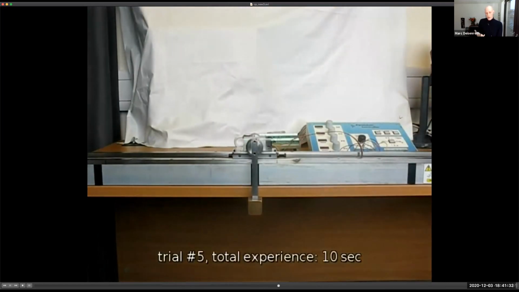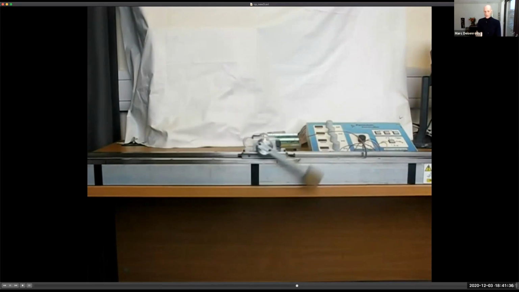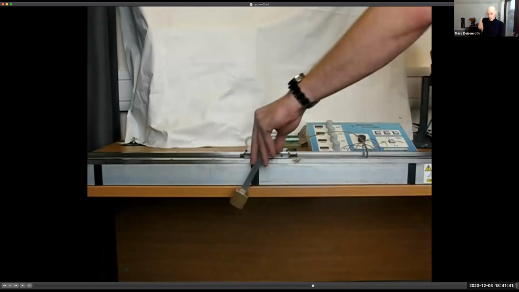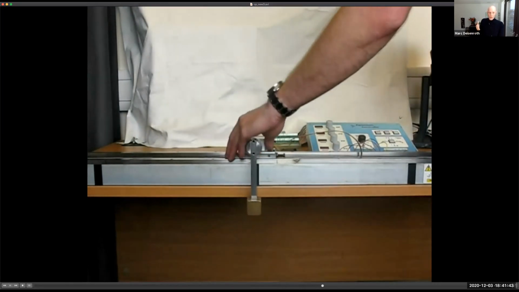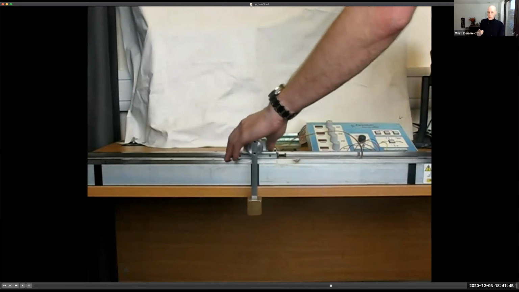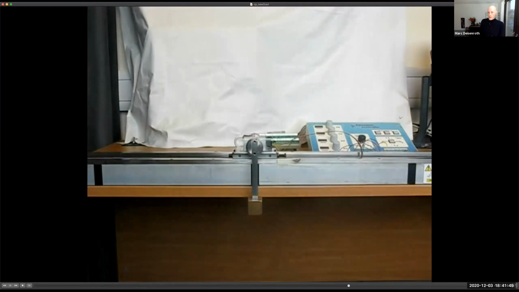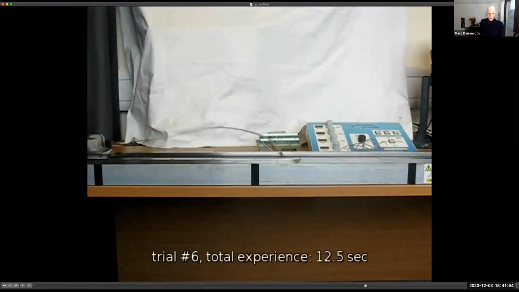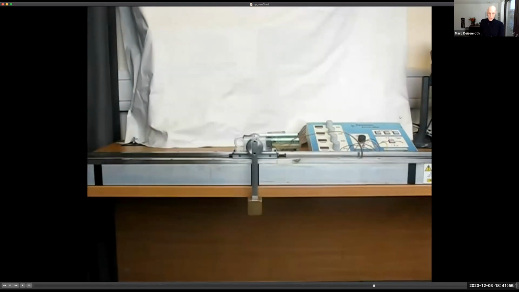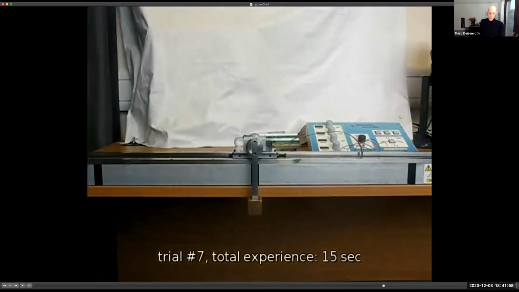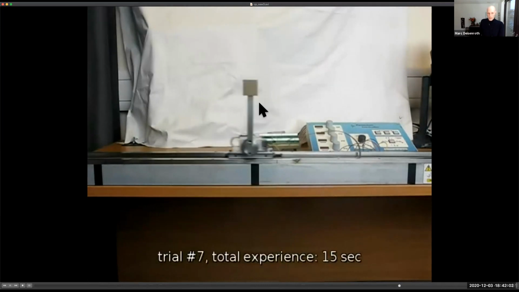And it automatically learns now to slow down the swing up movement, and you can see in the next trials, from one trial to the next trial, a significant improvement. And this is all learned automatically. So now we have trial number 6 with 12.5 seconds of data. And after 15 seconds, trial number 7, it actually gets the pendulum up and balances in the upright position.